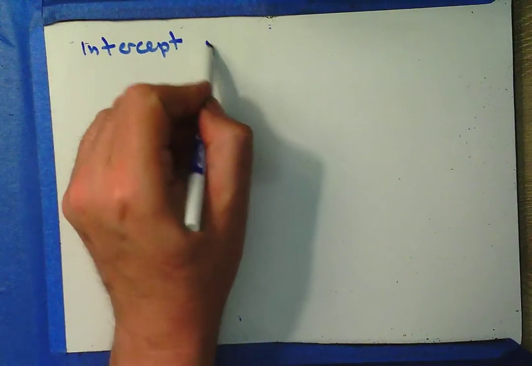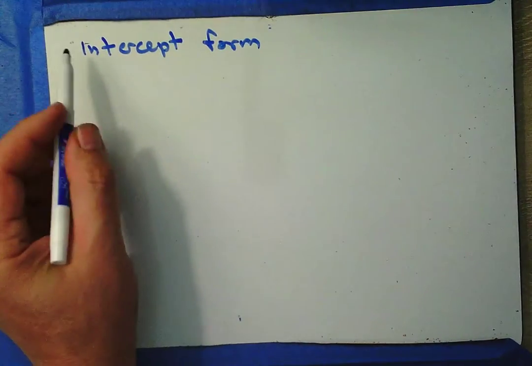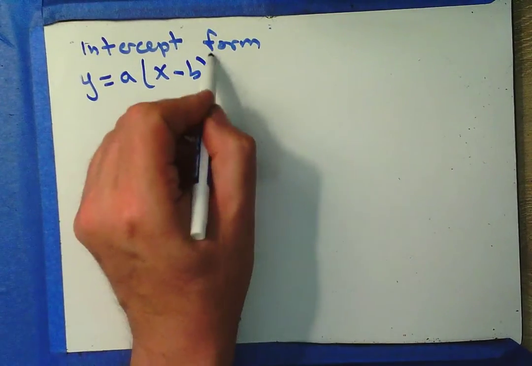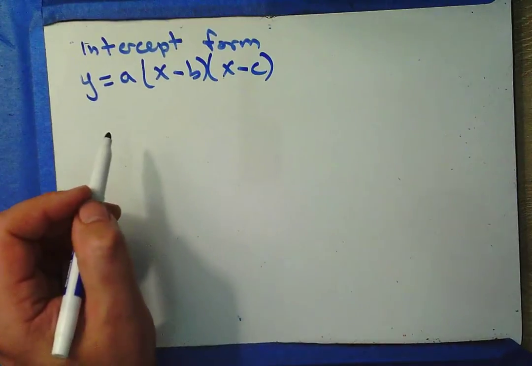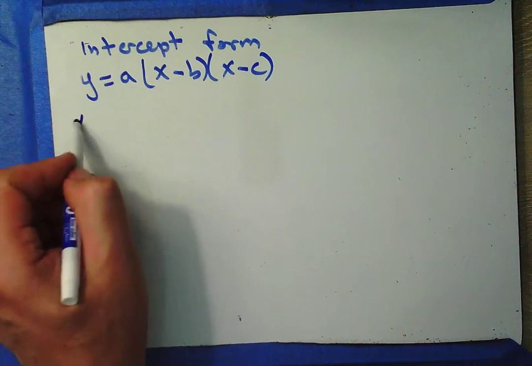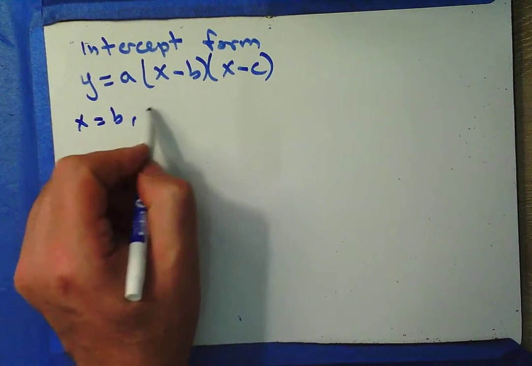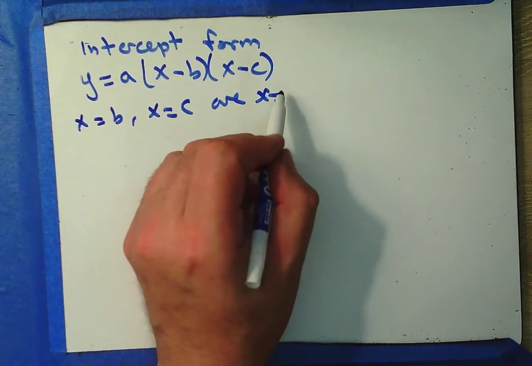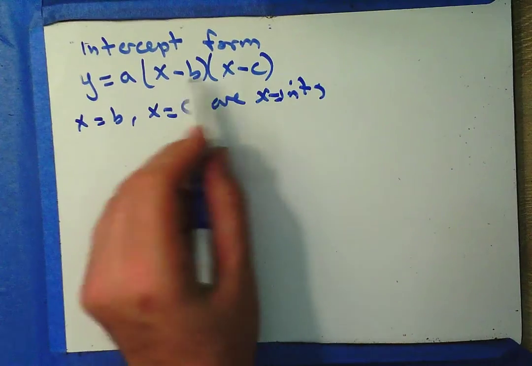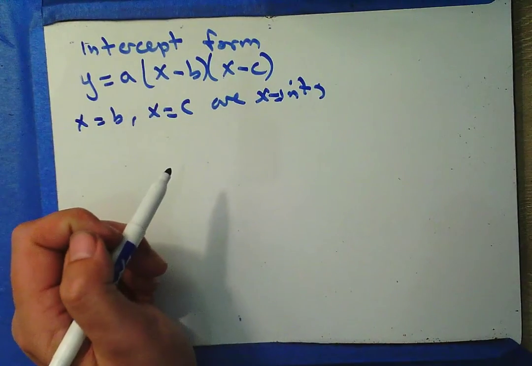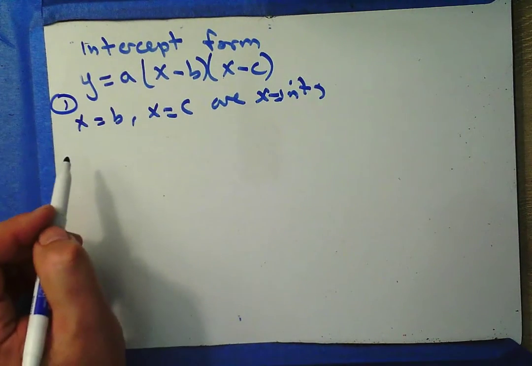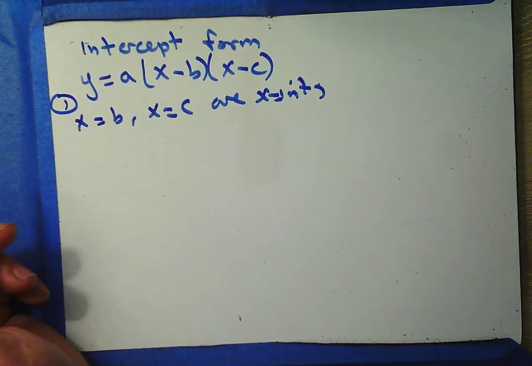Okay, now, what about our last form, intercept form? So, intercept form is y equals a, x minus b, x minus c. Okay, so we know that x equals b and x equals c are x-intercepts. And so I already have 2 points given to me when I'm looking at intercept form. So I'm going to graph those 2 points, and then I need 1 more point.